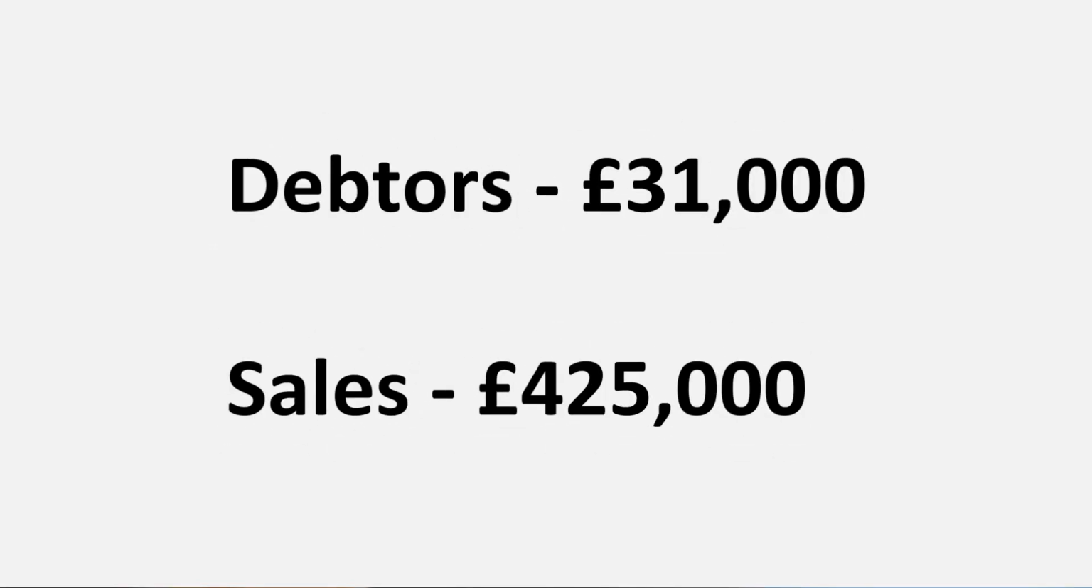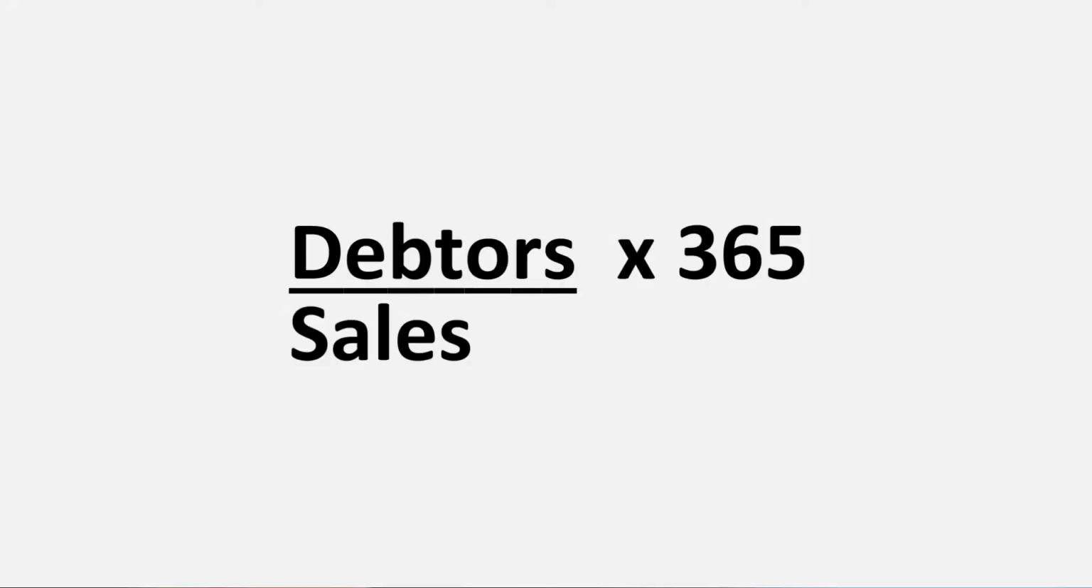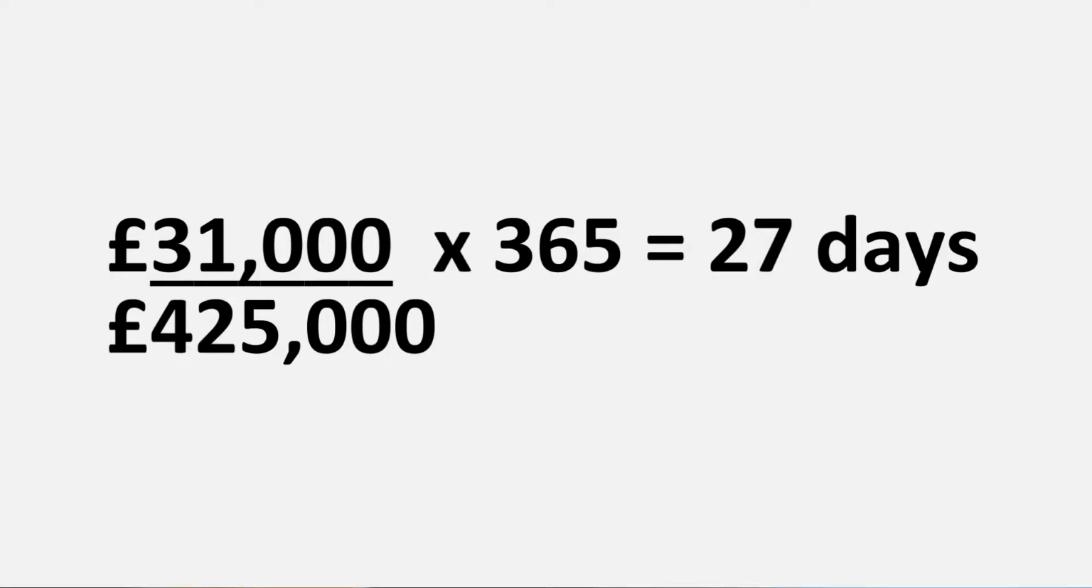So let's do it for your business, and let's give you an example. So pull out your balance sheet, and there's an example I'm going to give you now so you can see exactly how it works. So let's make a number of assumptions. First of all, let's assume that debtors are £31,000, your sales are £425,000, and the calculation then is debtors divided by sales times 365. So it's 31,000 divided by 425,000, and that comes out at 27 days. So 27 days on average in that year to collect your debtors.